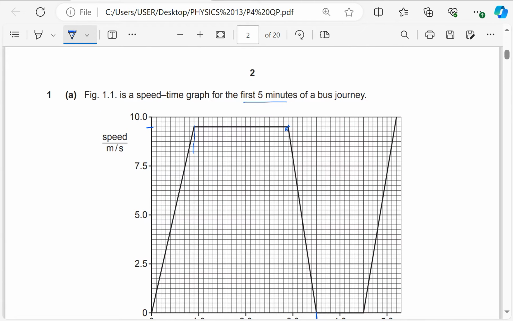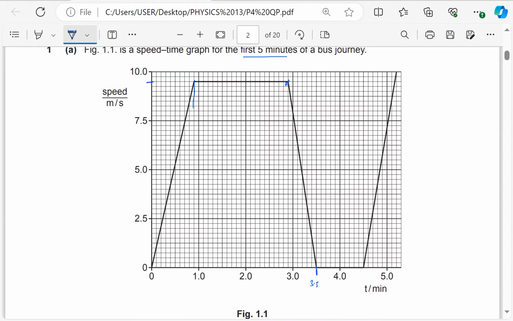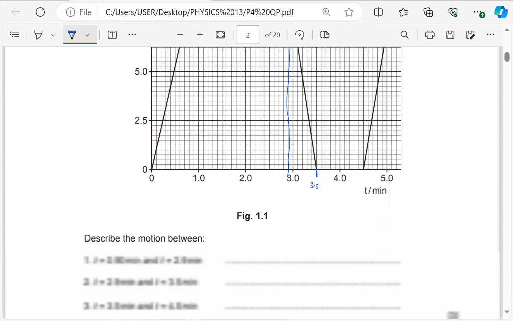Now, we can't say constant speed here, because the gradient of a speed-time graph is the acceleration. And the gradient of a straight line is a constant. So between 2.9 and 3.5, it is a straight line, which means it has a constant gradient, so it's a constant acceleration.